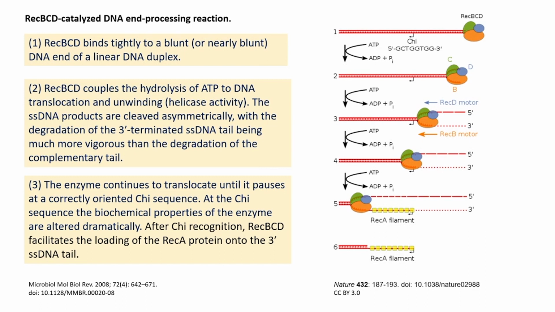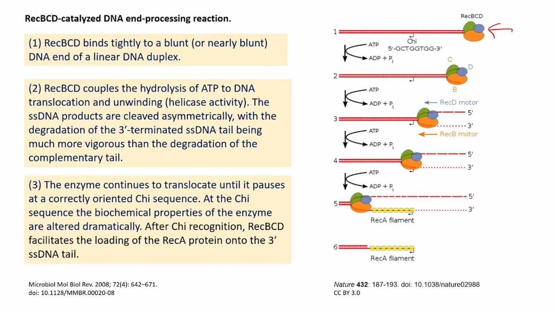RecBCD binds tightly to a blunt or nearly blunt DNA end of a linear DNA duplex. RecBCD couples the hydrolysis of ATP to DNA in the next step, and DNA translocation and unwinding due to the helicase activity takes place. The single stranded DNA products are cleaved asymmetrically, with the degradation of the 3' terminated ssDNA tail being much more vigorous than the degradation of the complementary tail.